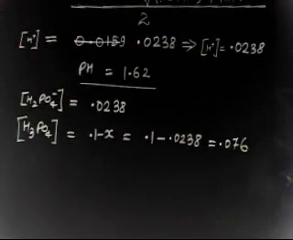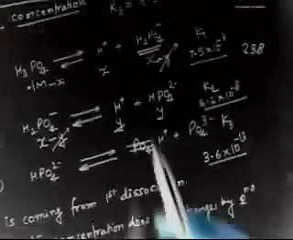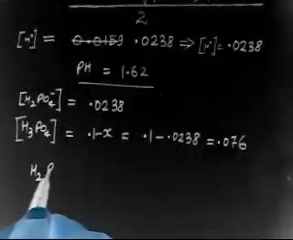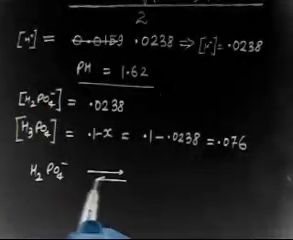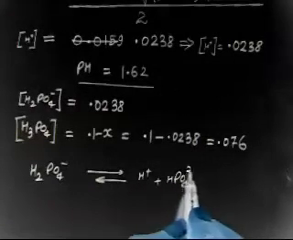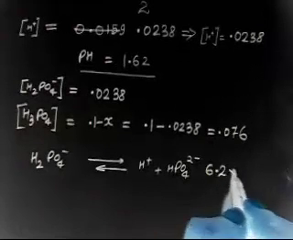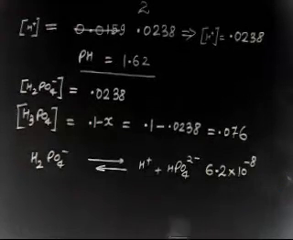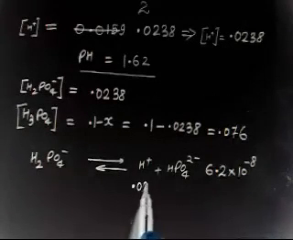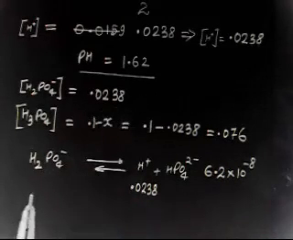Now the next part can be easily found. So what is the concentration of HPO4 2 minus? We can calculate it easily. So you see, for H2PO4 minus, in the second equilibrium you have H plus and HPO4 2 minus, and the equilibrium constant for this reaction is given. Now I know the concentration of H plus. H plus is, as you see in the first part, 0.0238, and H2PO4 minus is also 0.0238.